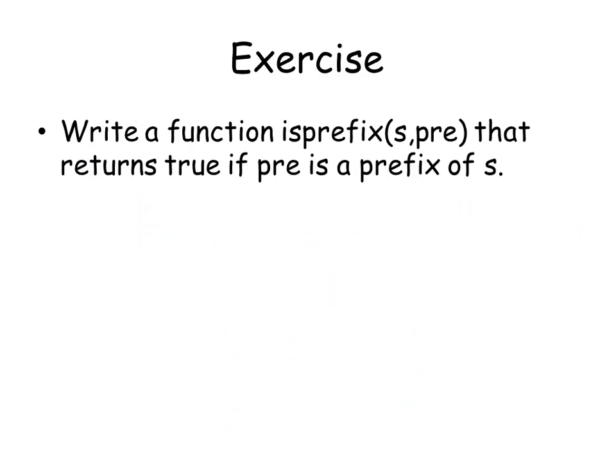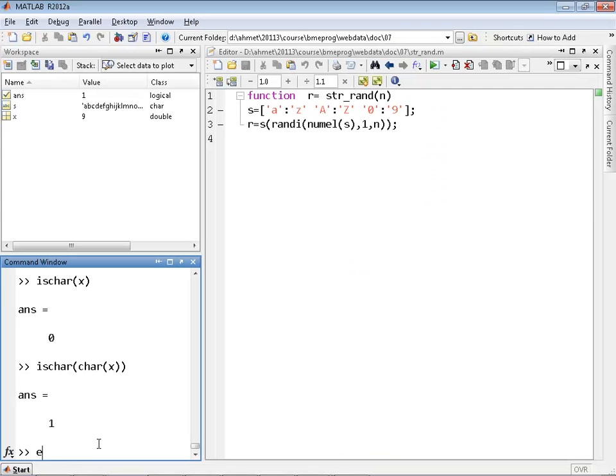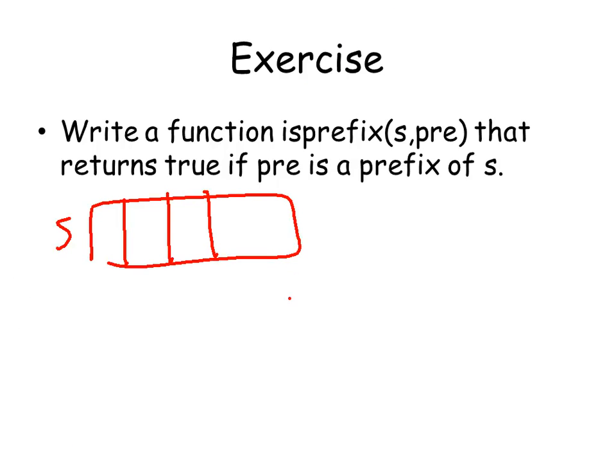All right, let's write a function isPrefix that takes two input arguments and returns true if pre is a prefix of the first string. So s will be the first string, and pre will be the second string.